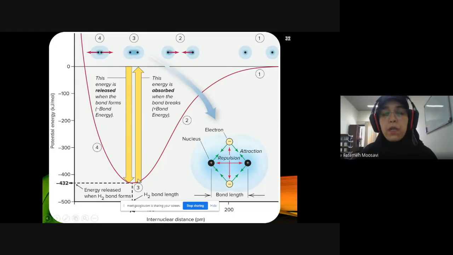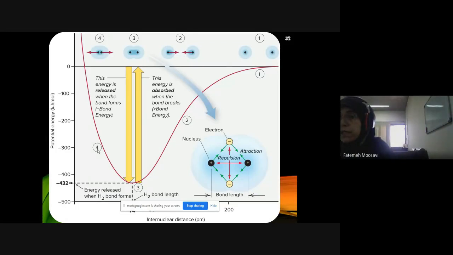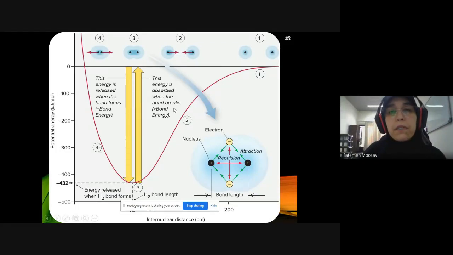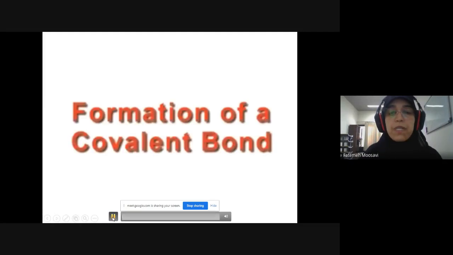Making the atoms closer to each other, we reach point 3, and we see that at this point, we have the lowest energy. This energy is called bond energy. It means that we should exert energy on the molecule to separate the atoms. In other words, the atoms release energy to bond with each other. Trying to make these atoms closer increases the energy. It means repulsion energy dominates. To compare some molecules, I show you another figure that explains formation of covalent bond.